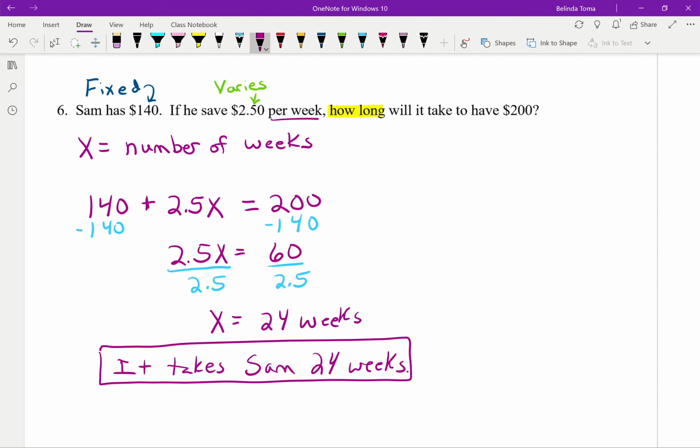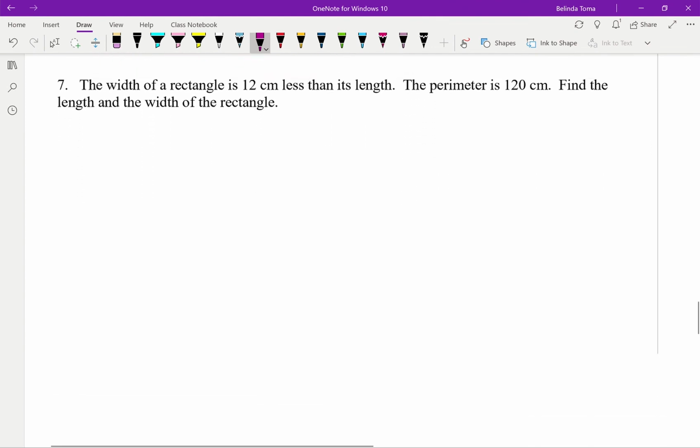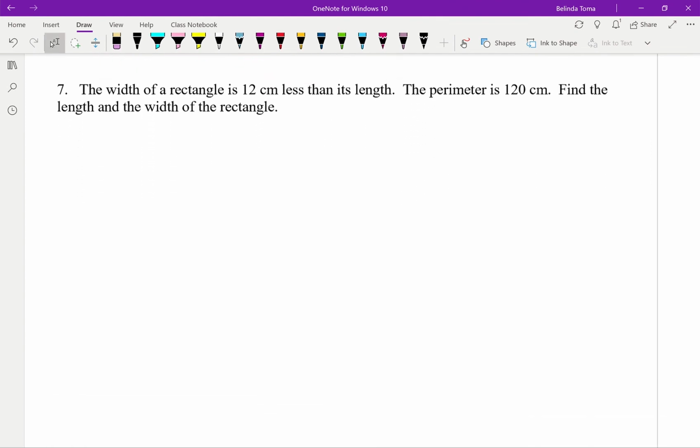All right, our last question type and our last sample for today is a geometry question. So then you'll have one to practice. The width of a rectangle is, I'm just going to mark that right away because we know that's our equals, 12 centimeters less than its length. The perimeter is 120 centimeters. Find the length and width of the rectangle. Whenever I see a geometry question, I'm going to go ahead and draw a shape so that we can actually visualize our rectangle.